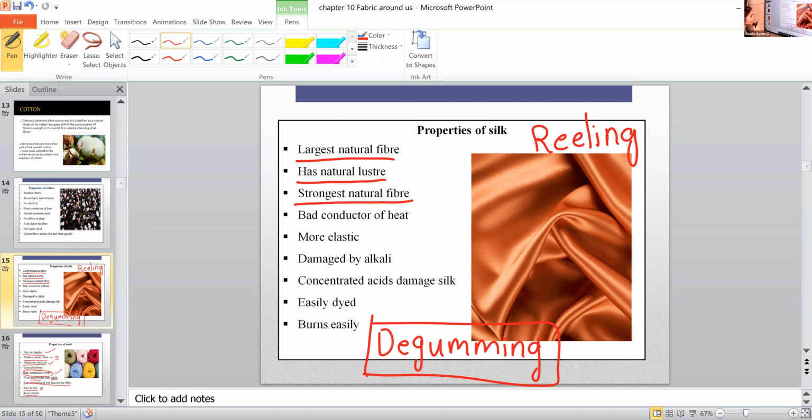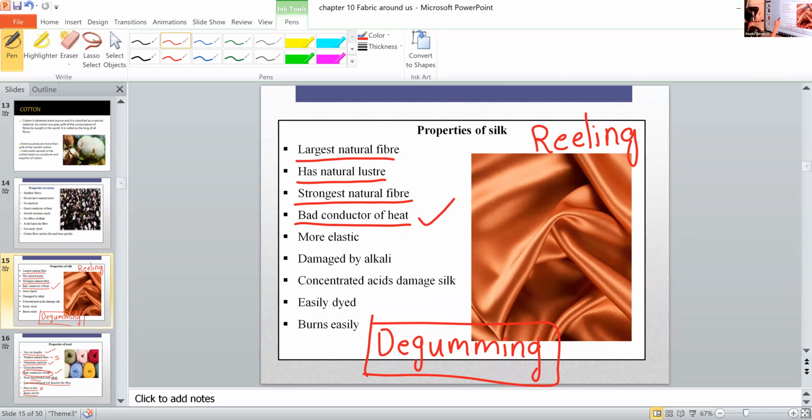Silk is the strongest natural fiber and it's a bad conductor of heat. Is cotton a bad conductor of heat? Reina? Cotton is a good conductor, very good. Then what about wool? Wool is a bad conductor. So both wool and silk, both animal fibers, are bad conductors of heat.